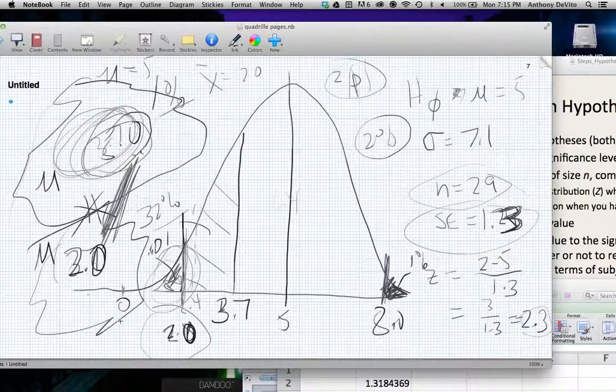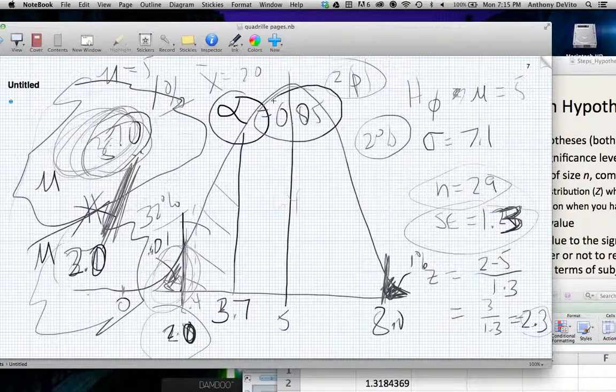What is that called? That chance of being wrong? That's our significance level. Okay, right? That's our alpha. That's our value. 0.05. 5% chance of being wrong.